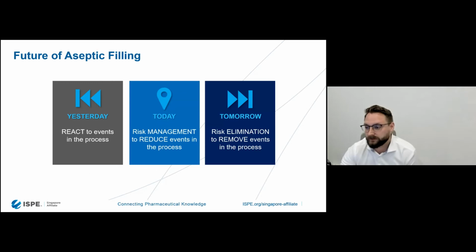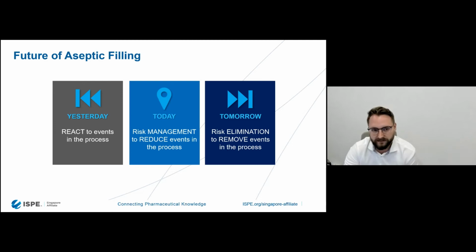So just to wrap up here. In the past, the operators were reacting to events in the process, and that would lead to interventions. Today, we're trying to manage the risk and reduce the events. Again, risk is equal to probability times severity. For aseptic filling, severity is always high, so we have to reduce the likelihood of the events. That's what we're looking at currently.